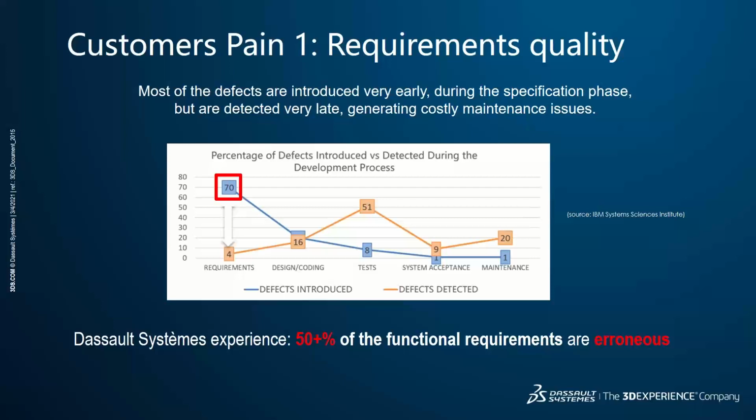In our experience, when we look at pieces of specs, wherever they're coming from, more than half of the functional requirements have issues, are problematic. We'll see the kind of problems we identify. So it's bad news on the one hand. It's also very good news, because it means that should you find a solution to address this topic, the gain is huge.